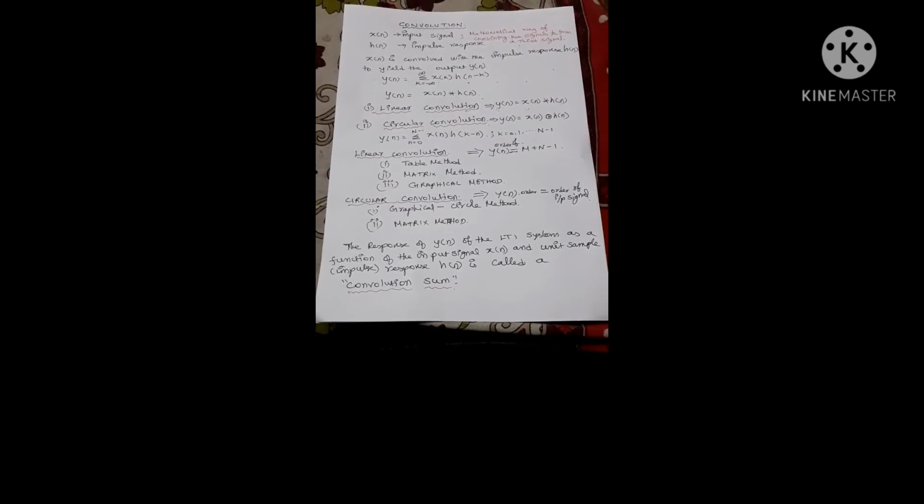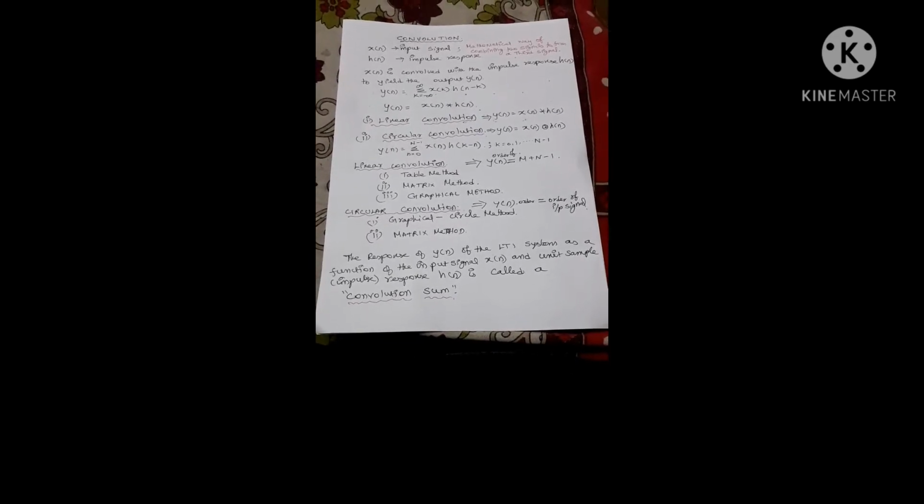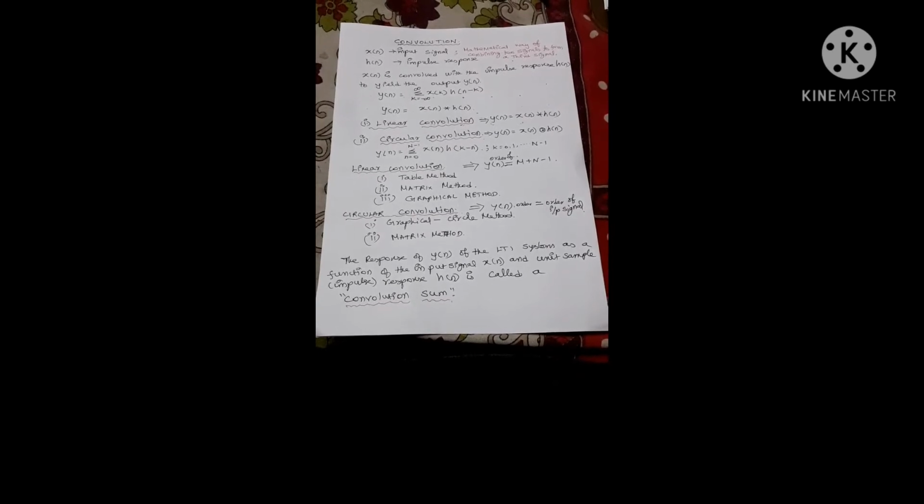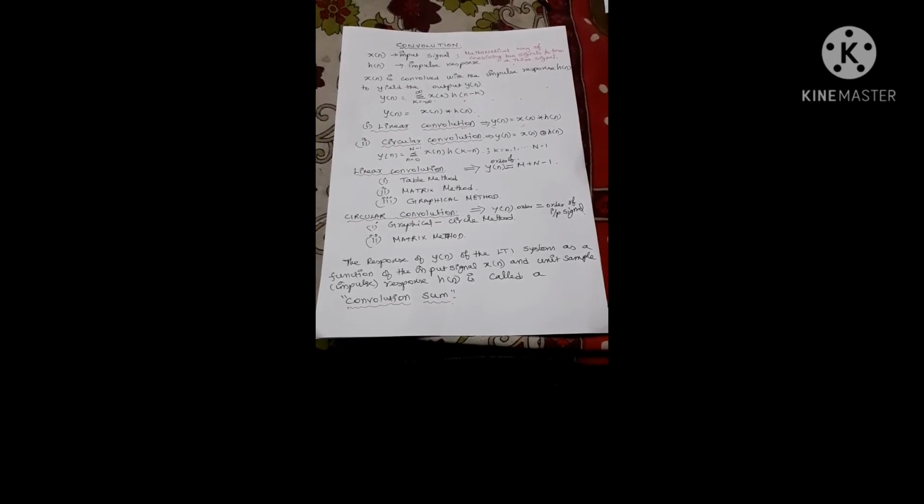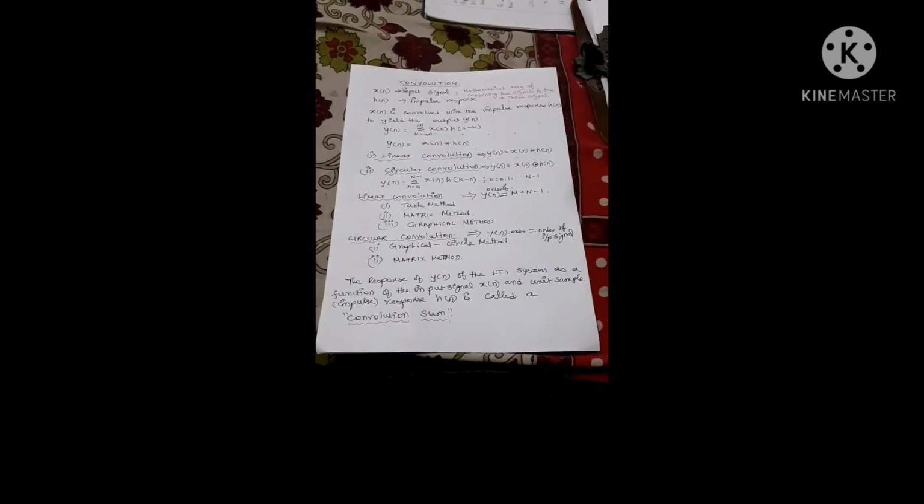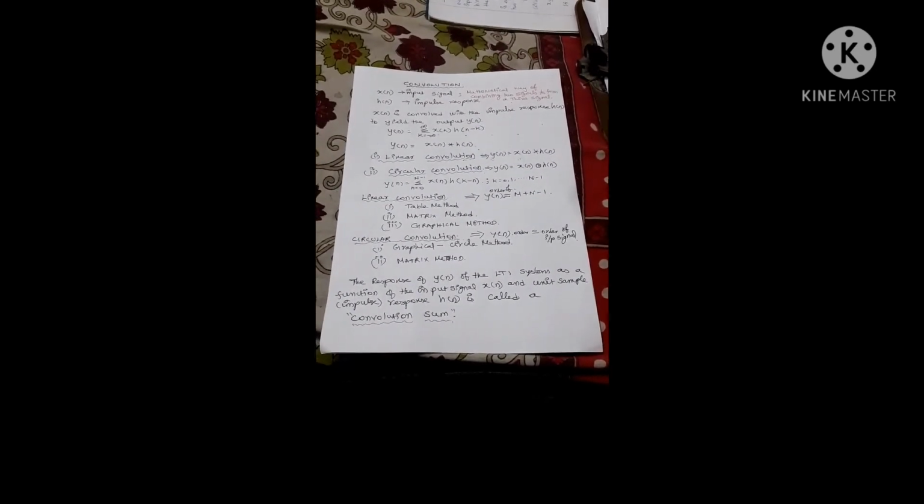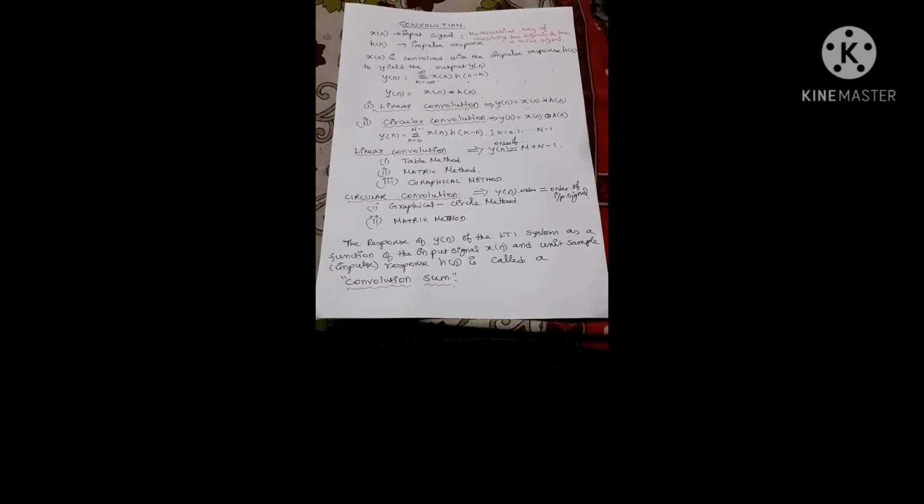In this video, we will see the concept of convolution. Already we have seen signals and systems. Systems means a physical device that does an operation on signals. Convolution is a mathematical way of combining two signals to form a third signal. Convolution relates the output sequence y of n of a linear system to the input sequence x of n and the impulse response h of n.